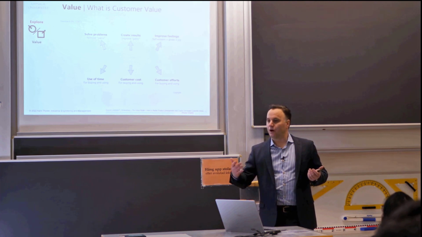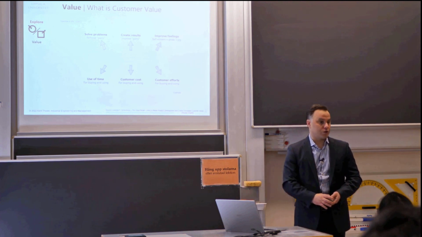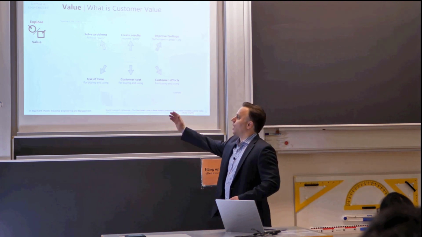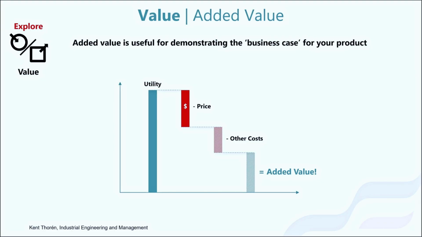Price is what you pay. Cost is something that comes after. And you can have a wide definition of cost, so you can put time that is wasted, effort and so on into cost. But if you do it mathematically, like something minus something, you get the added value. And that we use also.